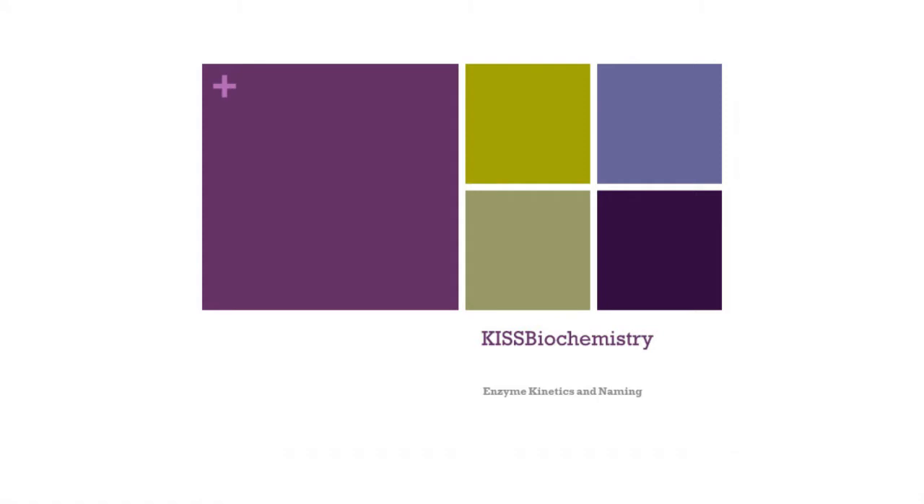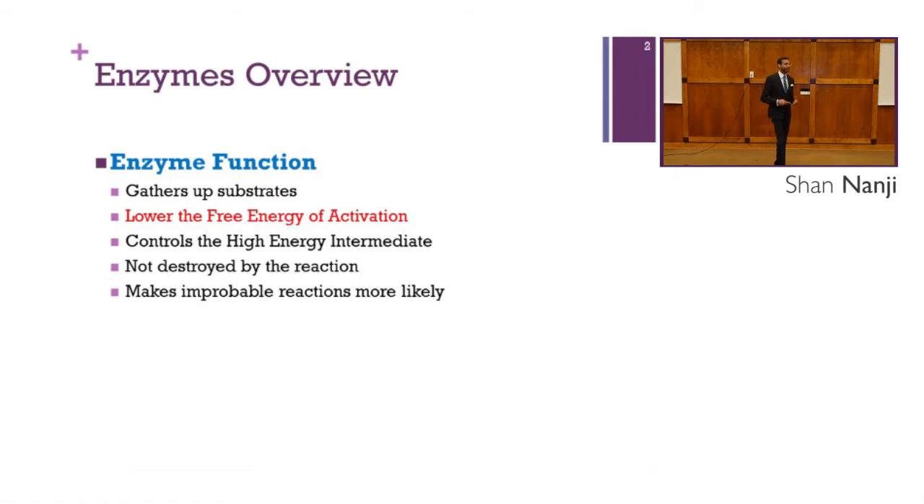On this lecture, we're going to cover enzyme kinetics and naming. Let's begin by talking about enzyme function. What do enzymes do? I'll give you the overview now, and we'll talk about details in a second, okay? It gathers up all of your substrates and it lowers the free energy of activation. And we'll talk about that more in detail now, but realize that it's red because that's important. So enzymes lower the free energy of activation. They control the high energy intermediate. They are not destroyed by the reaction, and they make improbable reactions more likely. Understand? They make them more likely.